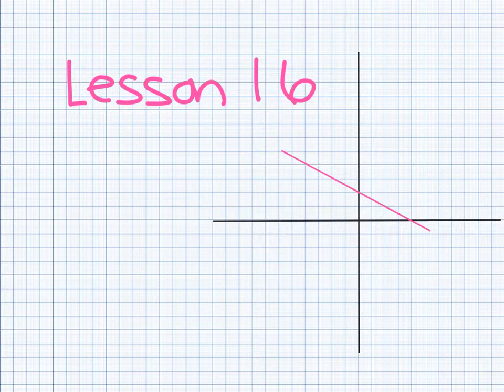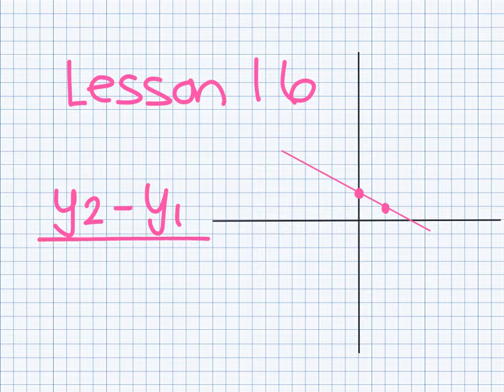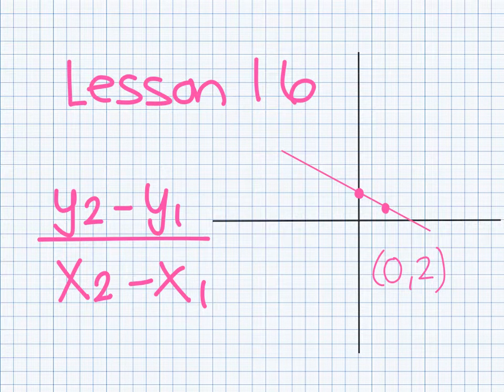In lesson 16, we moved beyond just counting out the slope and we chose 2 points on the line. So I'm going to go with this one and this one. And we used our slope formula, which is y2 minus y1 over x2 minus x1. So the easiest thing to do is let's write what our ordered pairs are. That first ordered pair is at (0, 2), and the second ordered pair is at (2, 1).